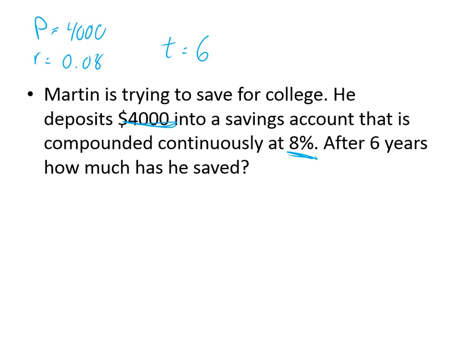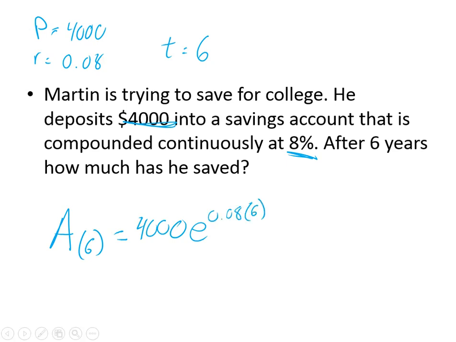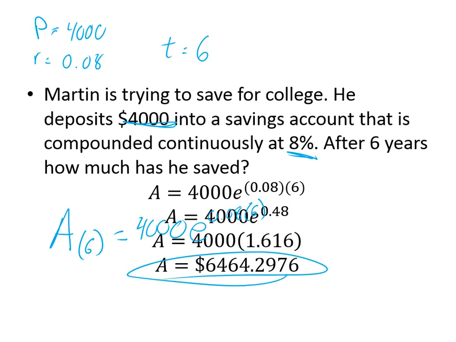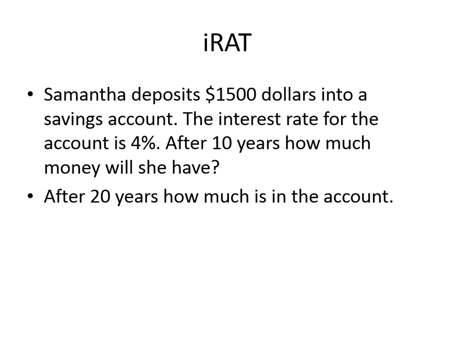So when we plug this into our formula, we're going to have A sub 6. Okay, so the amount in 6 years is equal to 4,000 e to the 0.08 times 6. And then we would multiply this through and solve it. And we would see how much we would get, which would be about $6,464 and about 30 cents. And that's how much Martin would have after 6 years for saving up for college. Okay. As you see, it grows pretty quickly.